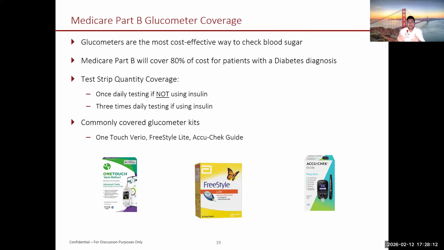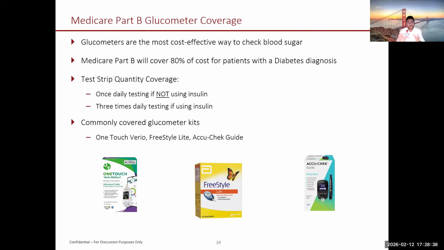Medicare Part B will cover 80% of the cost of these for patients with diabetes. Now, where this gets tricky is test strips. I'm sure many of you have heard or have experienced personally that test strips can be difficult for coverage. And that's usually where the cost racks up when we think about glucometers. The glucometers themselves are generally cheap. It's the recurring test strip supply that can become pricey.